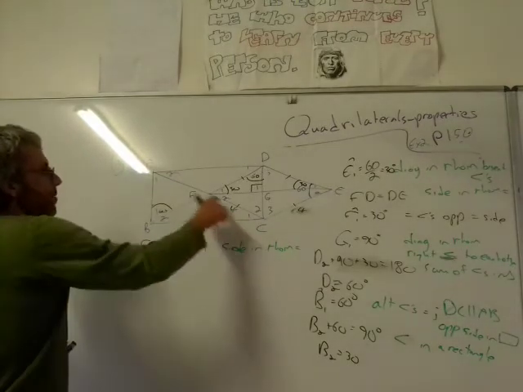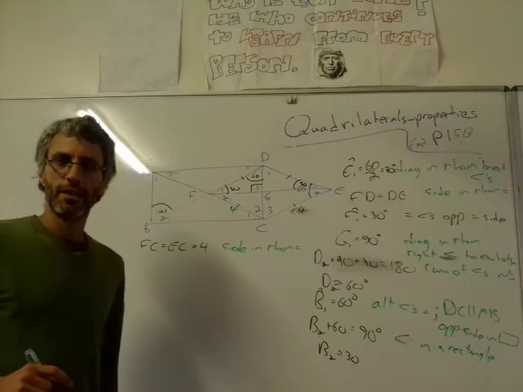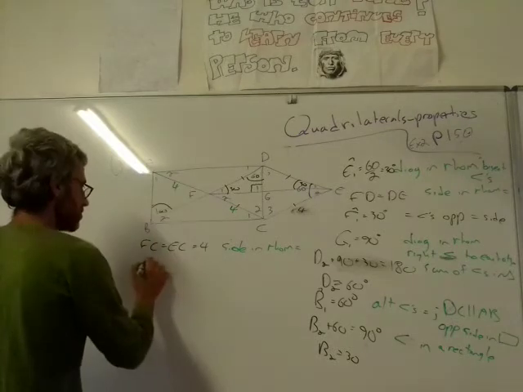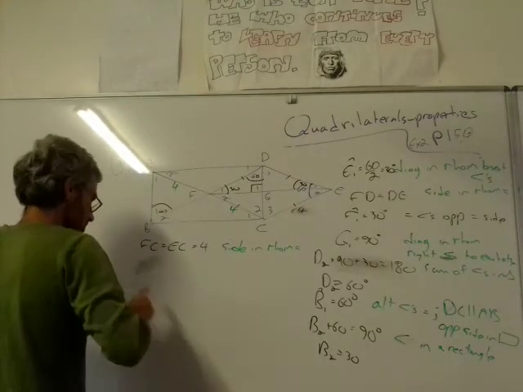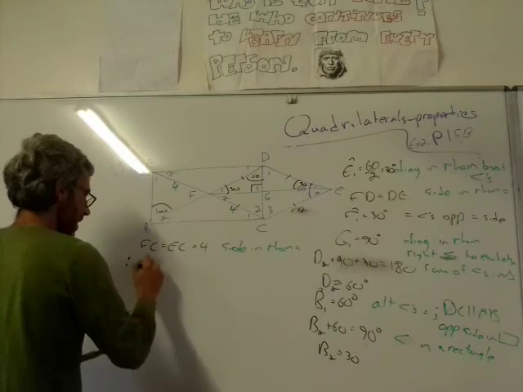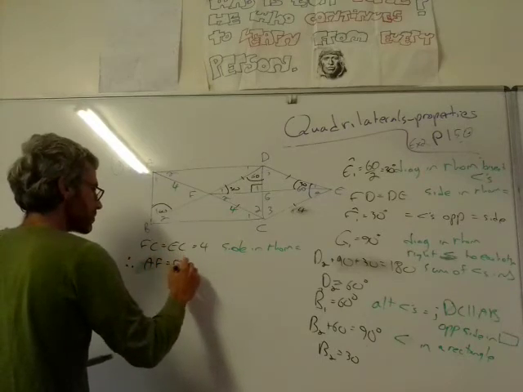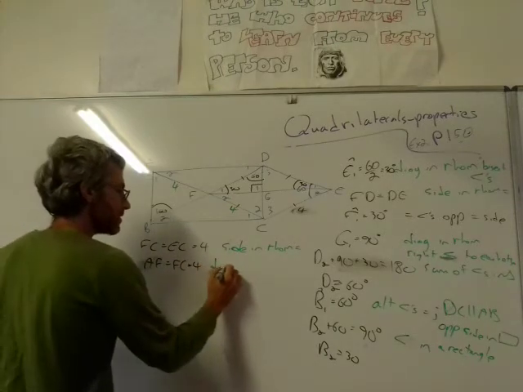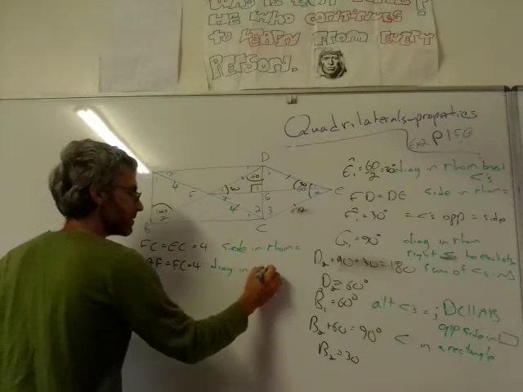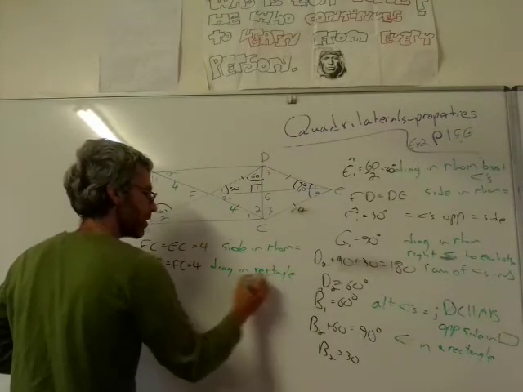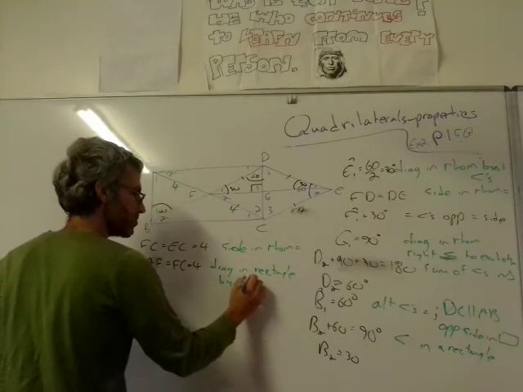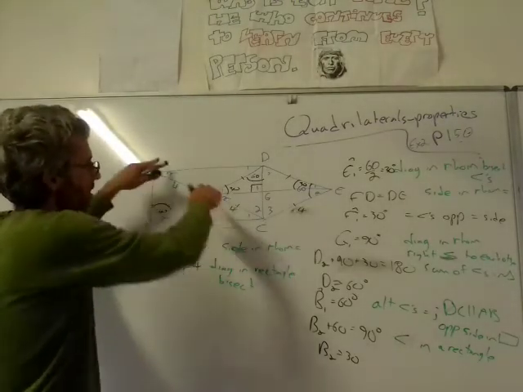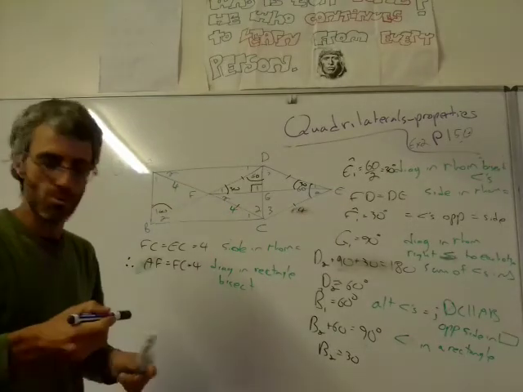Now, what do I know about diagonals in a rectangle? They bisect each other. So if FC is 4, also AF is 4. So let's write it in black. Therefore, AF is also equal to FC, which is 4. And what's the reason here? Diagonals in rectangle bisect. I need to use the word bisect. They bisect each other. I can't just say diagonals in the rectangle. They bisect each other. So that means the two parts of a diagonal must be equal.